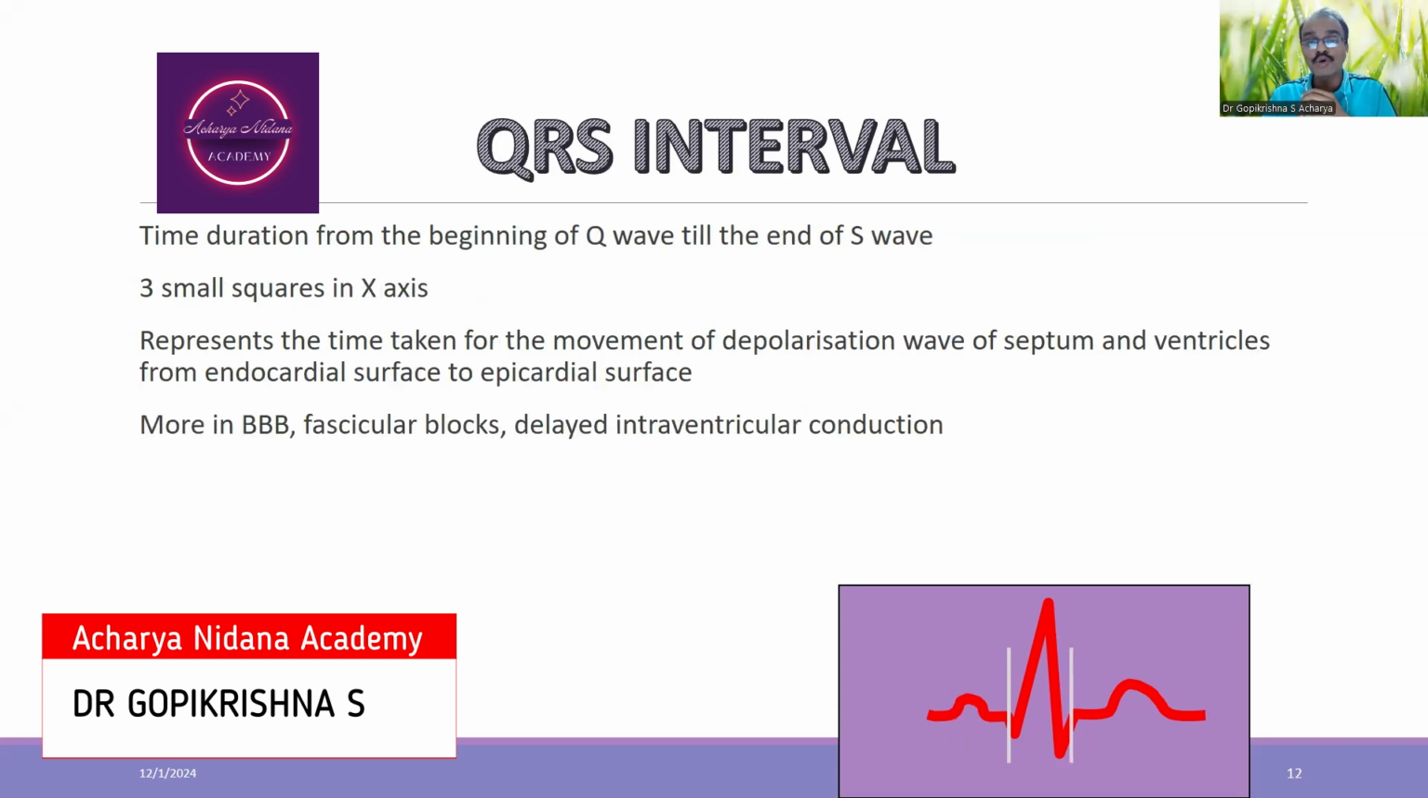When you think about the QRS complex, it is nothing but the time duration, in the x-axis, from the beginning of the Q wave till the end of the S wave. Normal QRS interval is up to 3 small squares. That means up to 0.12 seconds. This actually represents the time taken for the depolarization wave of the septum and ventricles to reach from the endocardial surface to the epicardial surface.